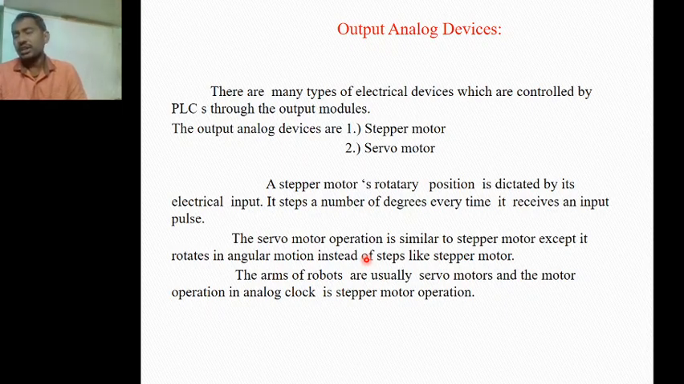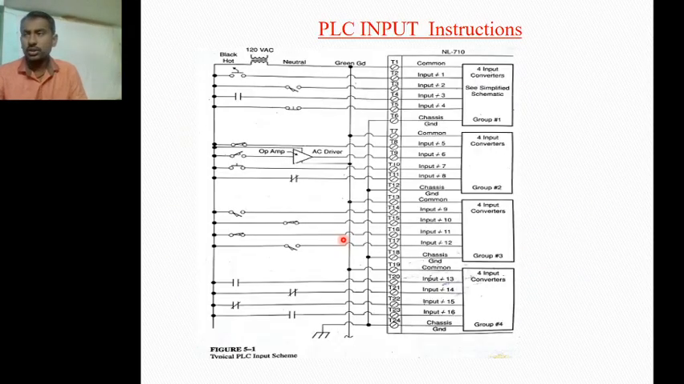The application of servo motors is the arms of robots, and the application of stepper motors is the analog clock. In an analog clock, the hands of the clock are an example of a stepper motor. So this is about the input and output devices that are connected to the input modules and output modules.